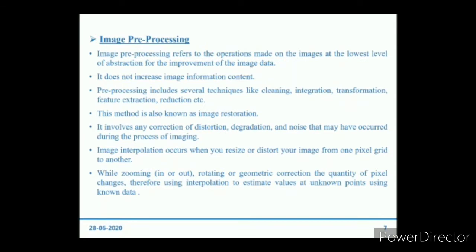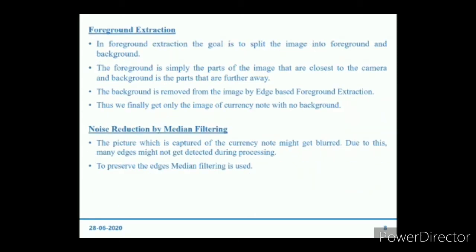Next is image pre-processing. Image pre-processing refers to the operations made on the images at the lowest level of abstraction for the improvement of the image data. It involves any correction of distortion, degradation and noise that may have occurred during the process of imaging. Image pre-processing involves certain steps like foreground extraction, where the image is split into foreground and background using edge-based technique, and another step like noise reduction of the captured image using median filtering in order to preserve the edges.